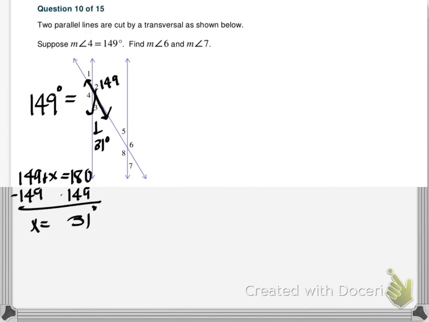Now if we know the measure of angle 3, we know the measure of angle 1. Because angle 1 and angle 3 are vertical. So if angle 3 is 31 degrees, angle 1 is also 31 degrees. Now we can use some relationships to help us to figure out angle 2 and angle 7.